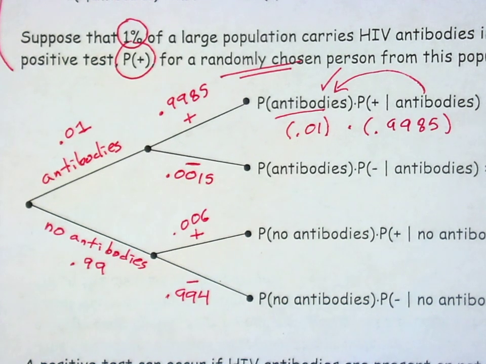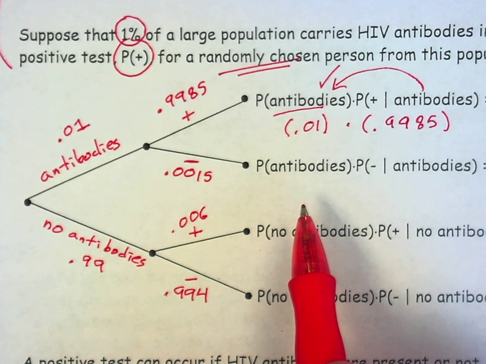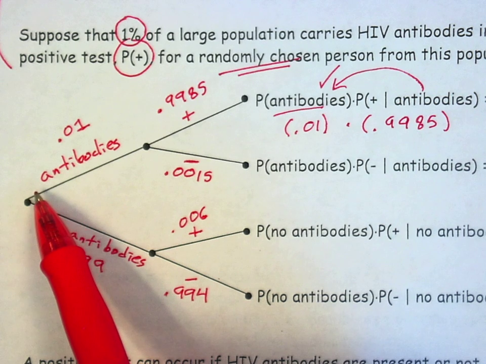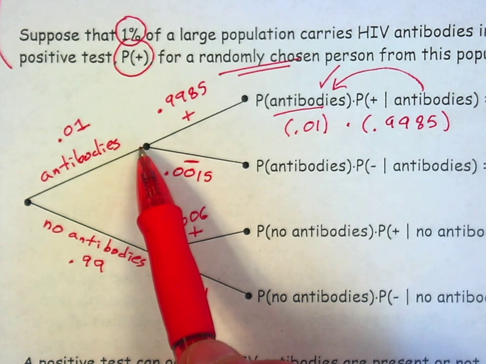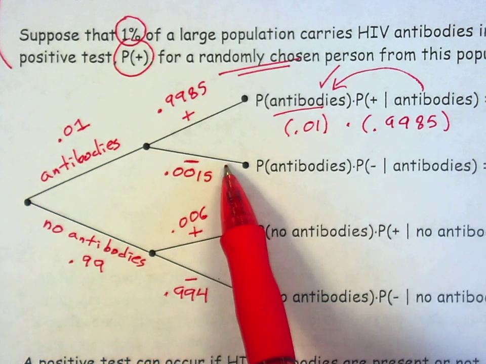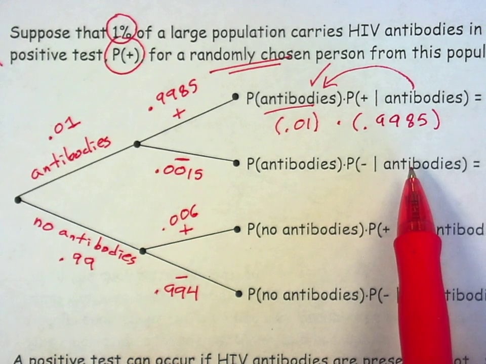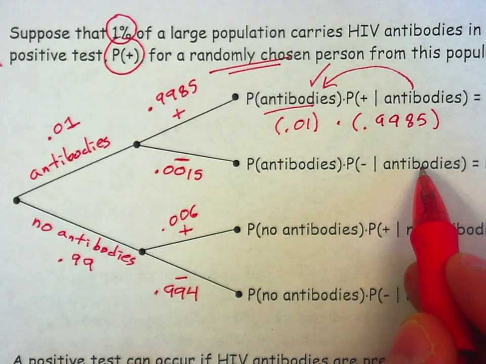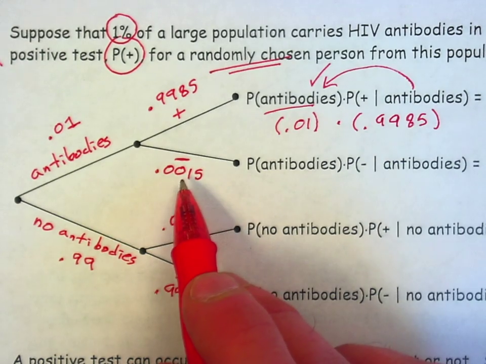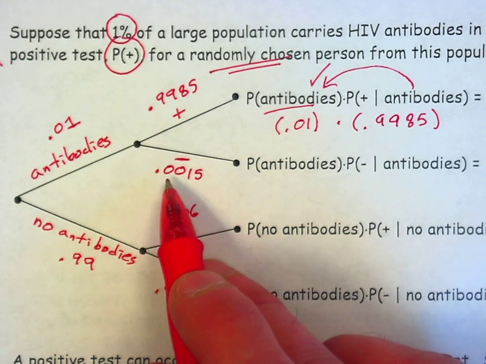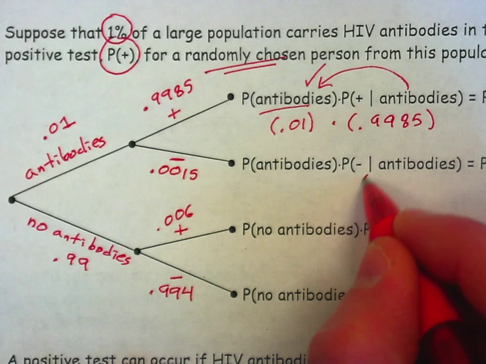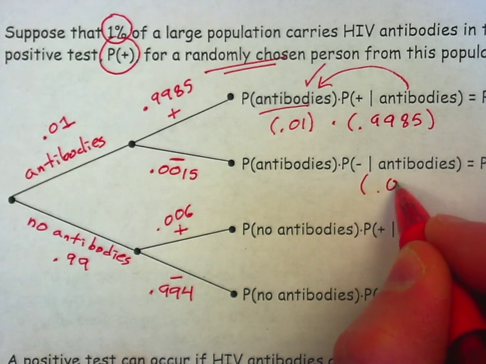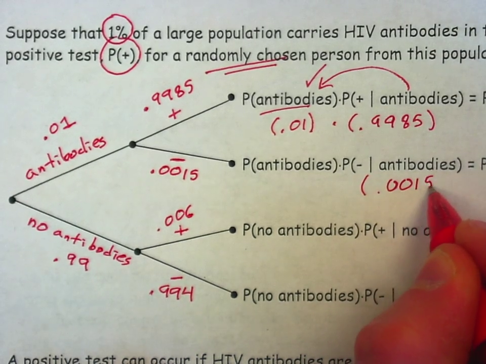Hi there. Let's finish our tree diagram and see if we can answer this question. So the other three branches of the tree diagram are found by multiplying by the probability that the antibodies are present times the probability of a negative test, given that I already know that the antibodies are present. So notice that along this tree, this right here is a conditional probability. This is the probability of a negative test given that antibodies are present.